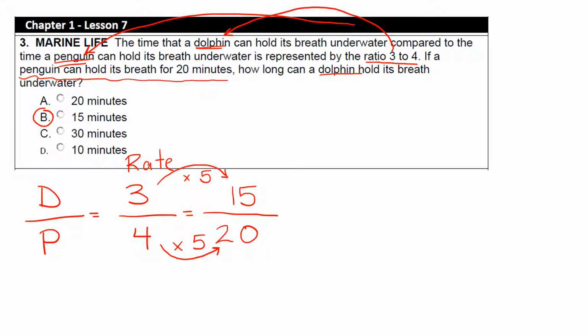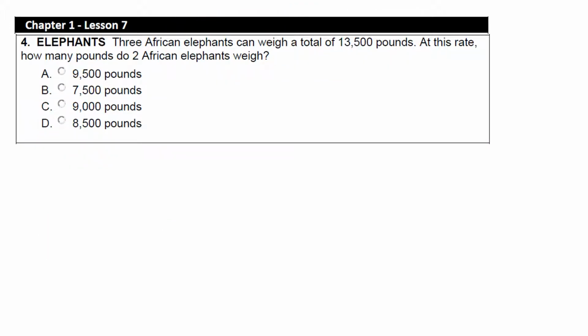Elephants. Three African elephants can weigh a total of 13,500 pounds. At this rate, how many pounds do two African elephants weigh? Now, this is a little bit more challenging, but we can do it. All right. So we have pounds and we have elephants. And we know that 13,500 pounds represents three elephants.